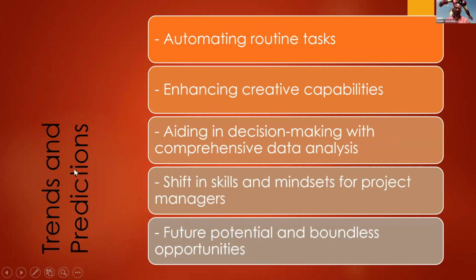All right. Here's some trends and predictions. We'll be able to automate routine tasks, which we already know about. Enhance creative capabilities. I kind of showed you an example of how I created a logo and a clothing line. Adding in decision making with comprehensive data analysis. We have a decision tree. We have lots of things that we need to make a decision on. We allow the model to help us to come up with a good data analysis to help us make good decisions. And then we need a shift in skills and mindsets for the project manager.